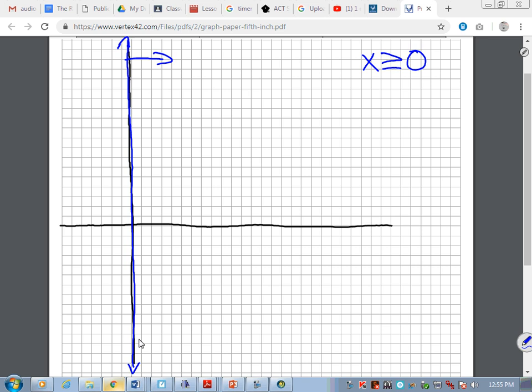Then they gave me another equation, right? It was y is less than or equal to 5. Well, if x equals is a vertical line, then y equals must be what kind of line? Horizontal line. So here I'm just going to count up 5 from the origin. 1, 2, 3, 4, 5. Okay? And that's going to be my line across. Now it says y is less than or equal to 5. So am I shading above or below that line? Below. Okay? So I'm going to shade below that line.